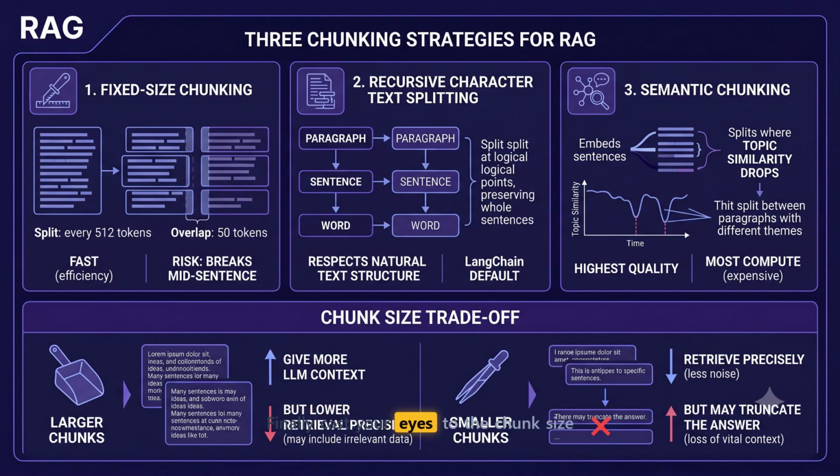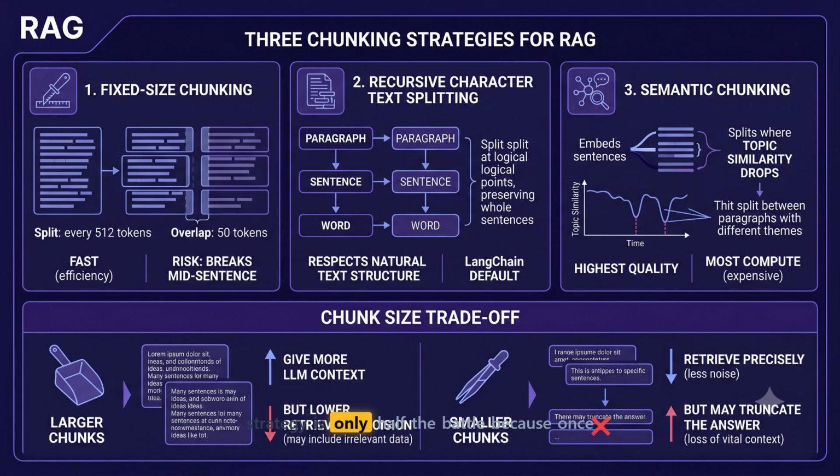Finally, cast your eyes to the chunk size trade-off axis at the bottom. This is the ultimate production decision every engineer must make. Go with larger chunks like the bucket on the bottom left and you give the LLM rich, sweeping context, but you dilute your retrieval precision with a lot of irrelevant background noise. Shrink down to smaller chunks like the dropper on the bottom right and you extract highly precise targets with zero noise, but you risk truncating the surrounding context entirely.